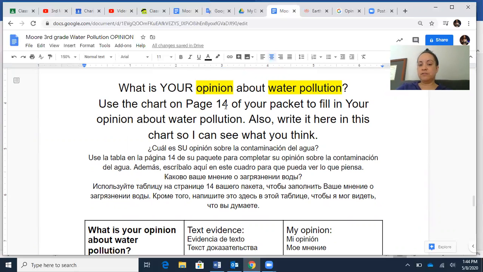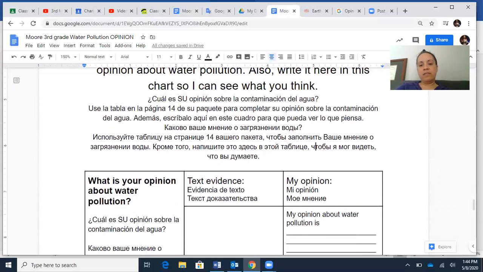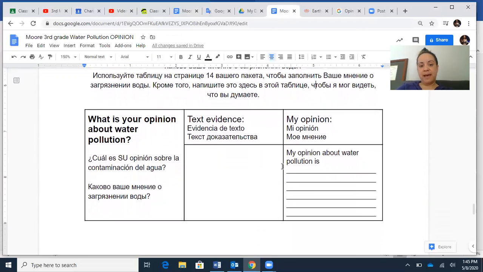Use the chart on page 14 of your packet to fill in your opinion about water pollution. If you have page 14 of your packet, then I want you to write it in there just like you've been writing all of the other parts in that one chart. But also, for me, so I can see what you said, I want you to write it here in this chart so I can see what you think, okay? All this other stuff is the Spanish and the Russian for the parents and the kids who need that.